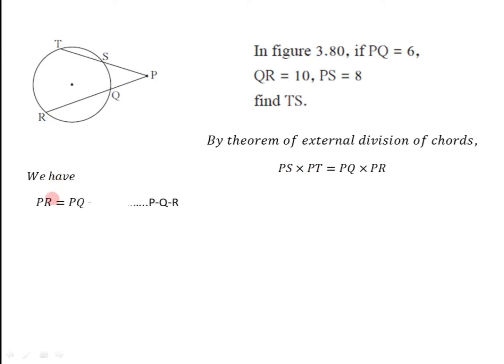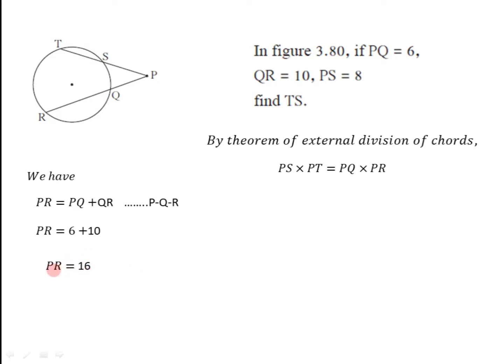For that we use the relation PR is equal to PQ plus QR. The sum of the lengths of these two smaller segments PQ and QR must be equal to PR, as P, Q and R are collinear points. So we have to find the length of PR. PQ is given to be 6 plus QR is given to be 10. 6 plus 10, that's 16. So the length of segment PR is 16.